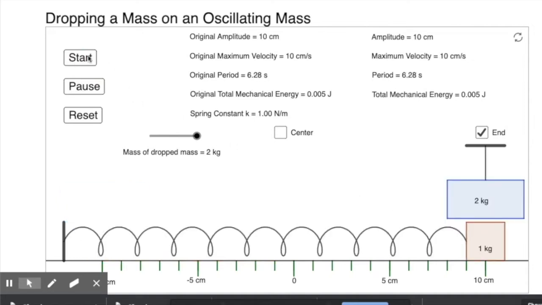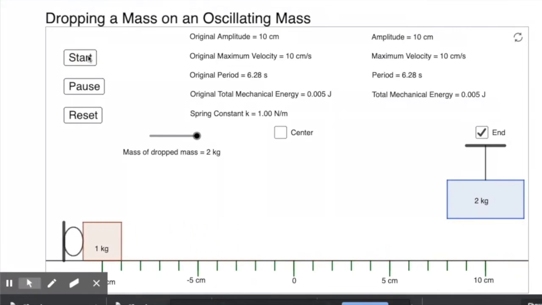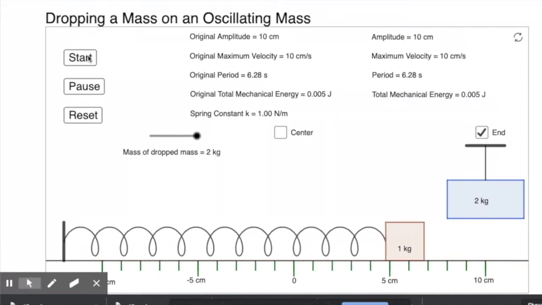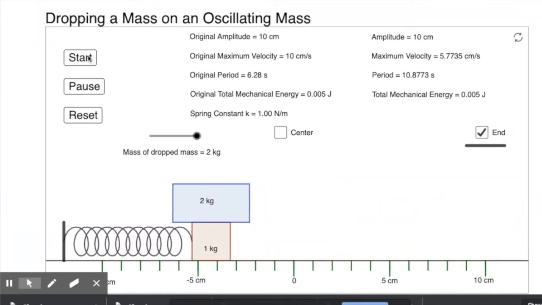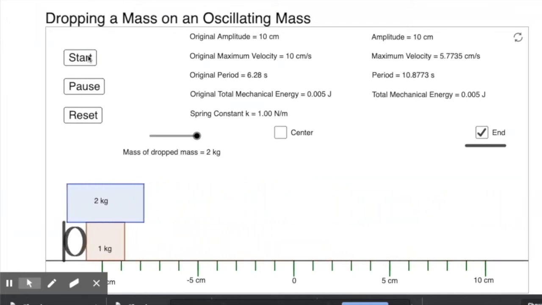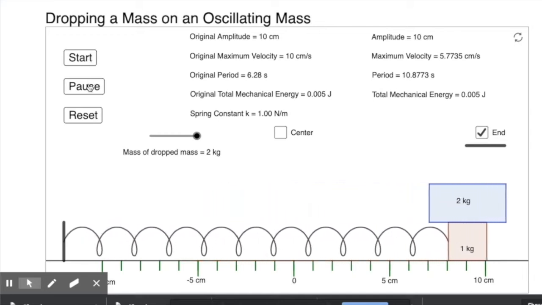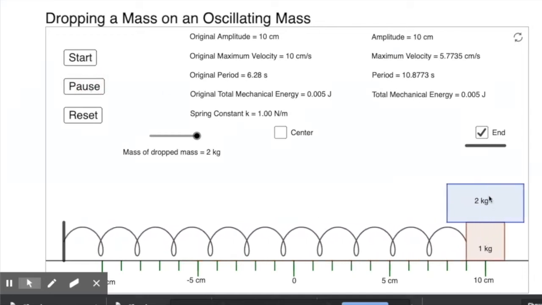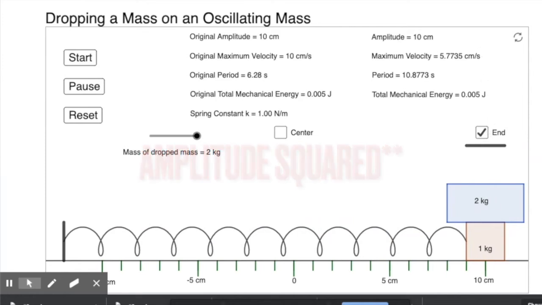All right, now the next two questions were about the maximum speed and the amplitude, which we've kind of already addressed, but let's just go ahead and get it one more time. Because this 2 kilogram block was dropped onto the 1 kilogram block at the amplitude, this thing had an energy proportional to the amplitude here.